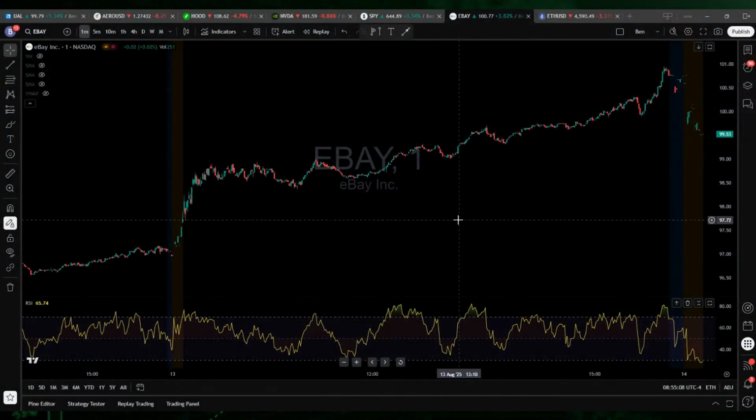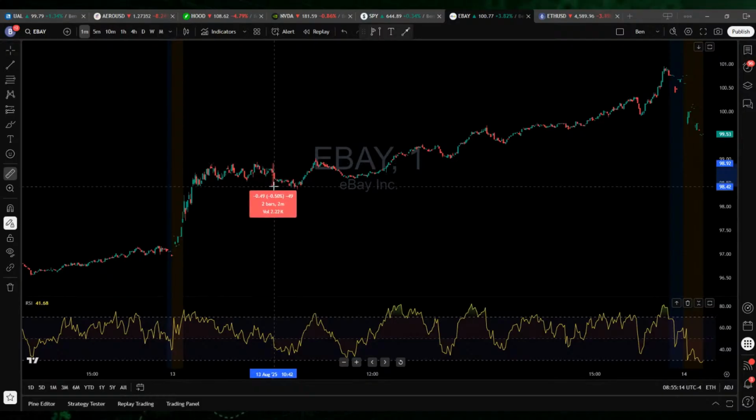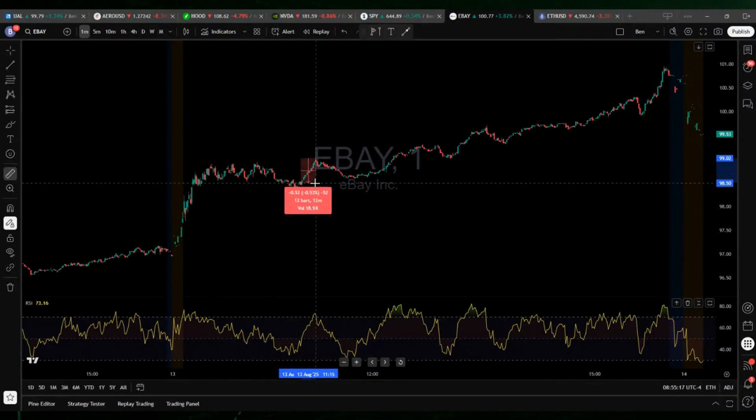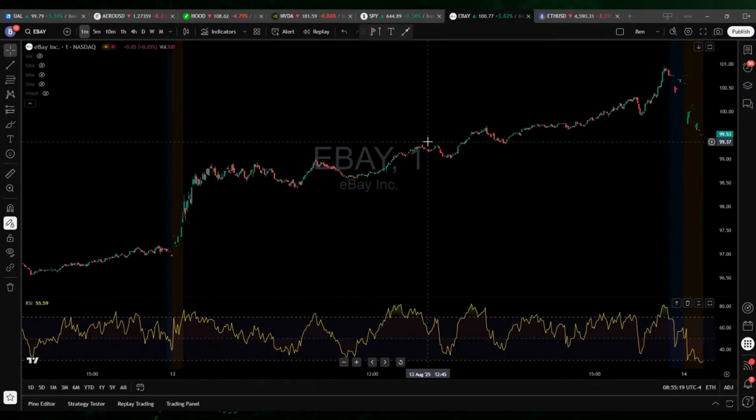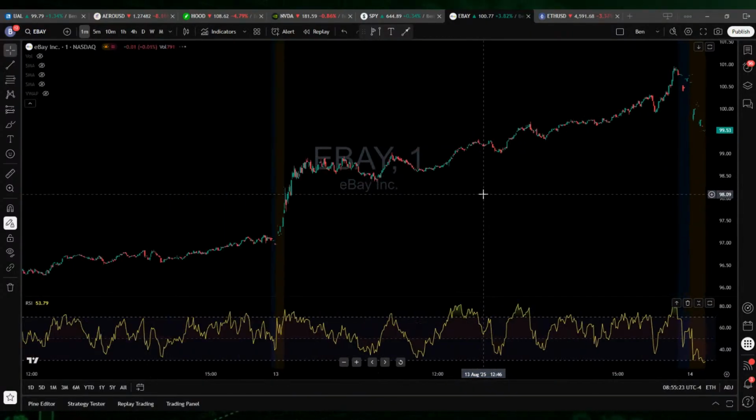So here's the chart of eBay. You've got this nice price action. There's really no volatility in the price action. Look at this, 0.5% from the top, 0.5% from the top. So this shows me that there's a lot of strength in eBay.